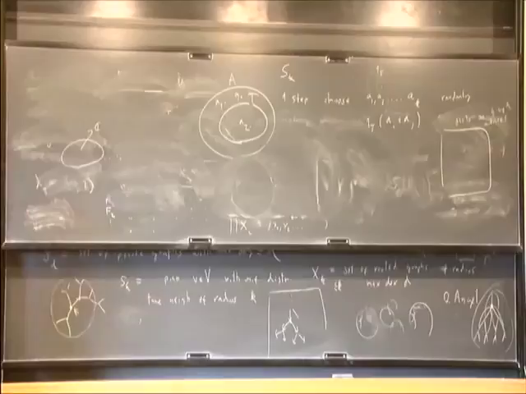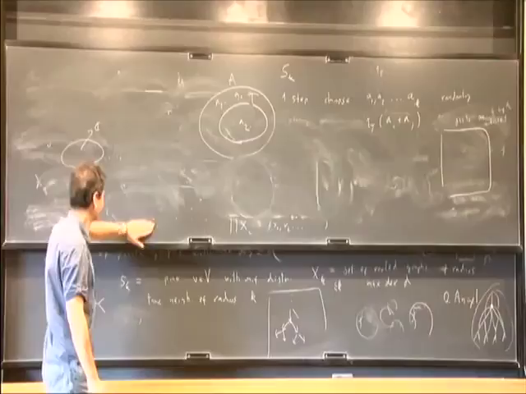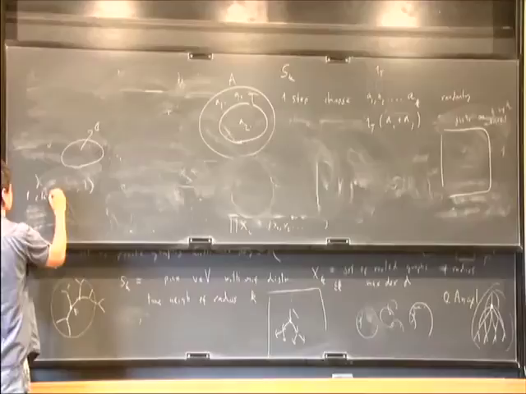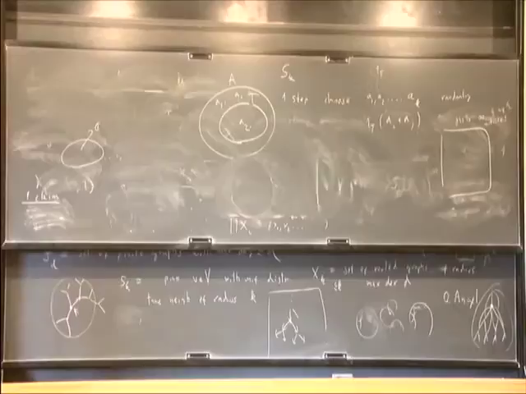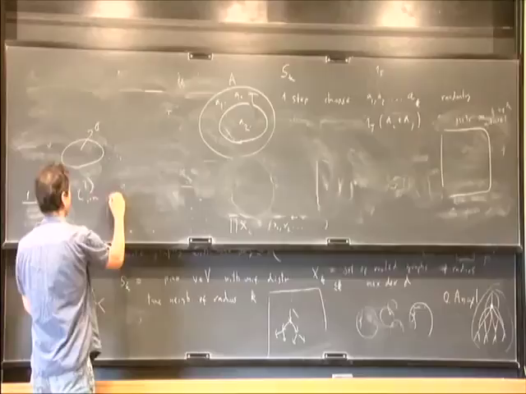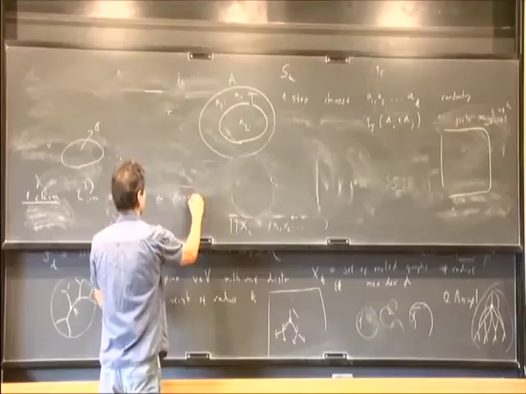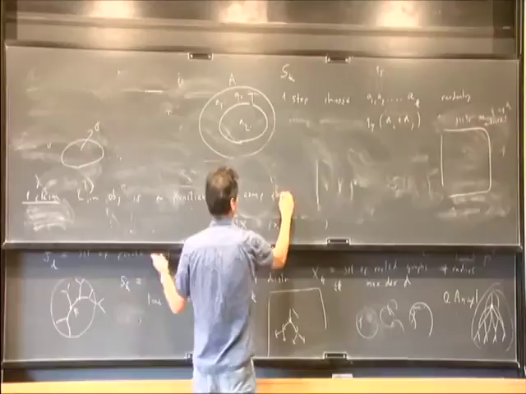Now, what I claim, it's not my final claim, it's just a first claim, that the limit object for these things is again a function on an abelian group, a compact abelian group. It is not necessarily a finite abelian group anymore. So the limit object is a function on a compact abelian group. And let me explain how.